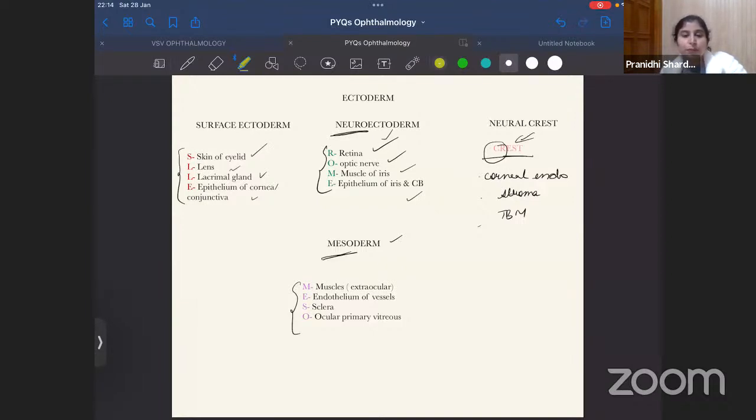Visual field defect. Always learn by heart. Visual field defect, glaucoma, pharmacotherapy, and retina also.